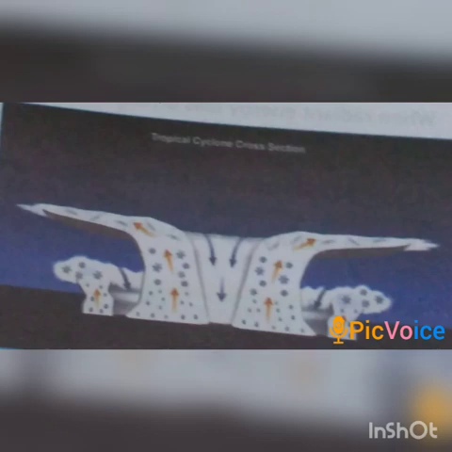Students, that is all from convection. These are all things related to convection and convection currents. Now the next mode of transfer of heat is radiation, and that we will discuss tomorrow.